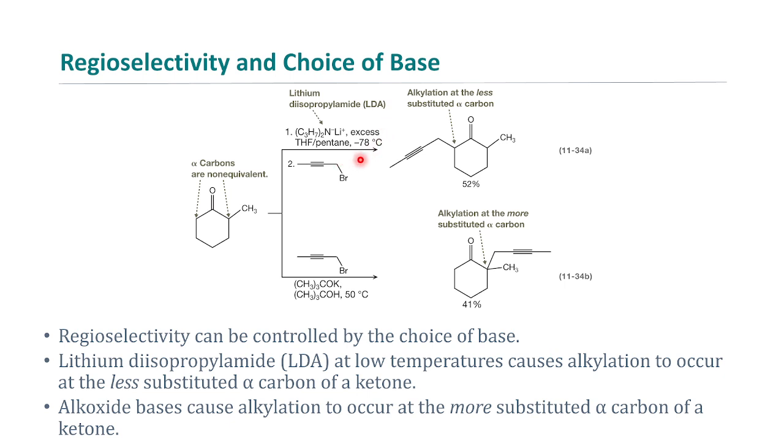And so that's going to give us the alkylation faster at the less substituted side. That'll give us 52% for this product, which is the less substituted side. If we go ahead and use something that's a little bit less bulky in terms of our base, we can go ahead and get this at a little bit higher temperature, 50 degrees Celsius, quite a bit higher temperature actually. This one's going to go ahead and alkylate at the more substituted side. It's 41%.